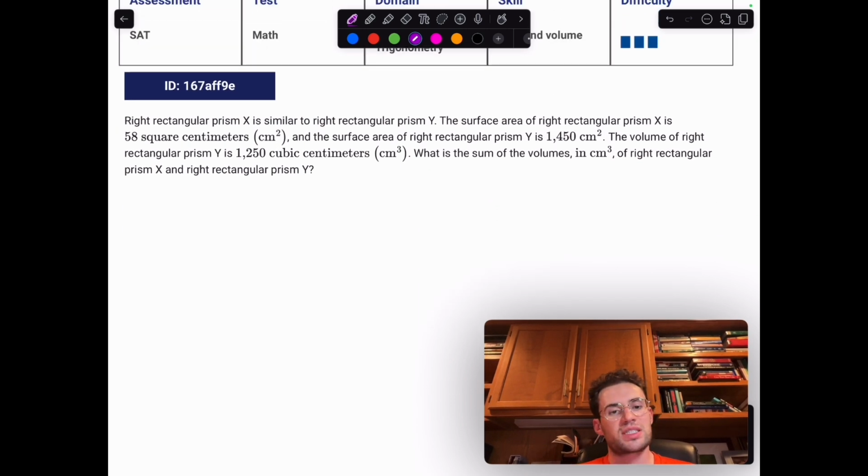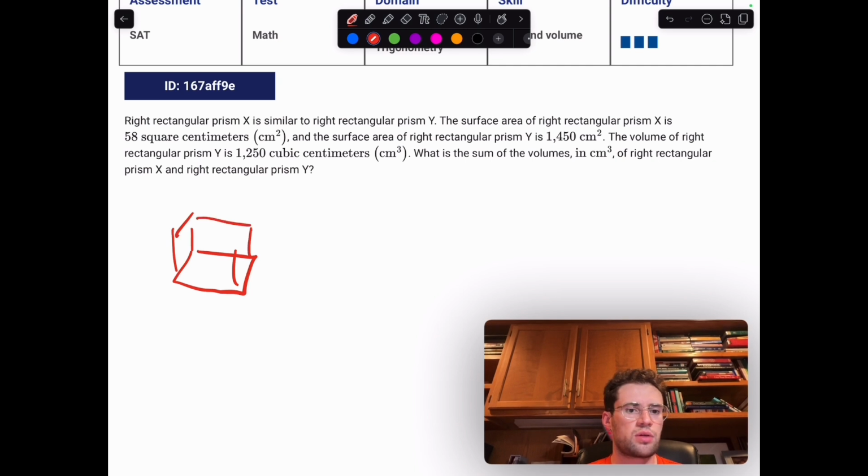Right rectangular prism X is similar to right rectangular prism Y. So that means it's the same ratio of sides, you're just scaling it up. So right rectangular prism X, let's do it like that. That means you've got a rectangle, and then you're extending it up to basically the same rectangle above it.